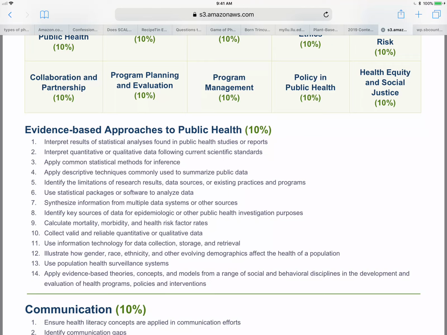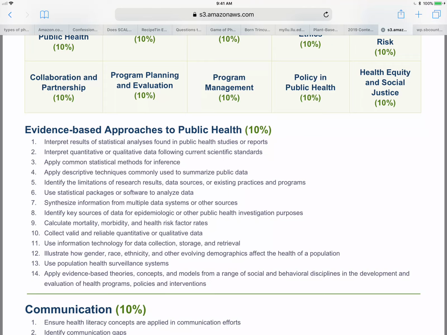So I want to go to our CPH content outline and just tie this into what we're doing. So this entire lesson really is talking more in depth about graphs. So we've looked at evidence-based approaches to public health number 4, applied descriptive techniques commonly used. And we're going to continue doing that throughout the quarter.